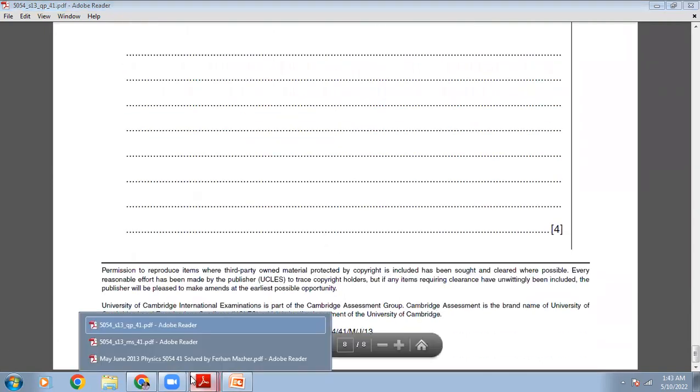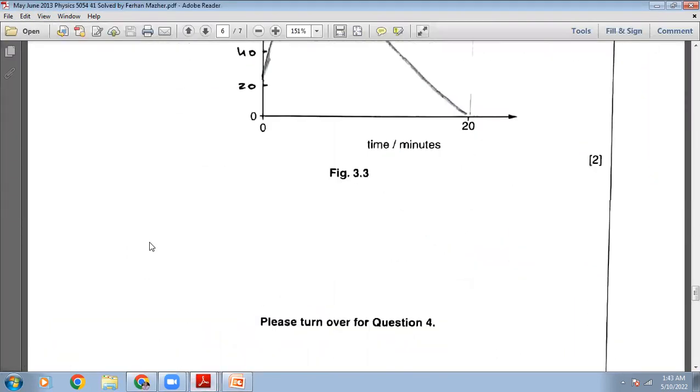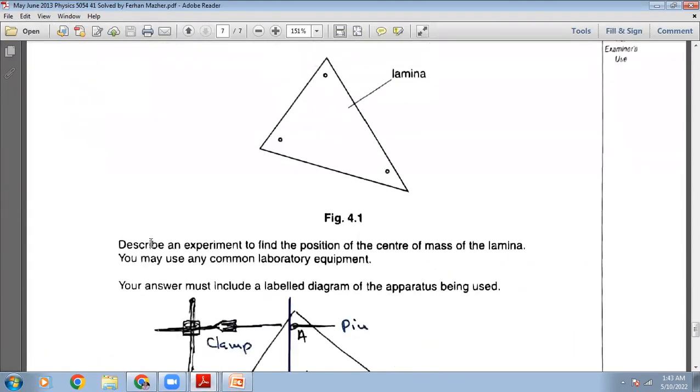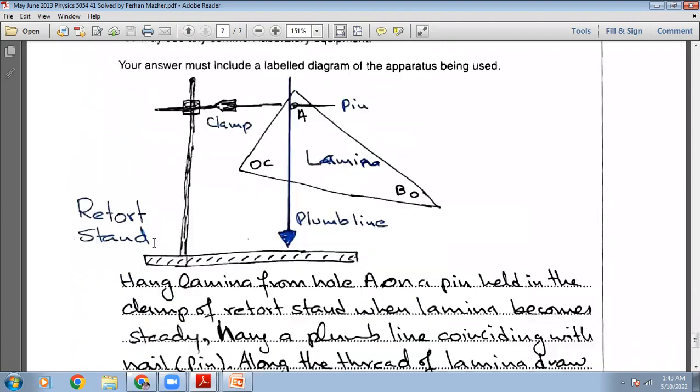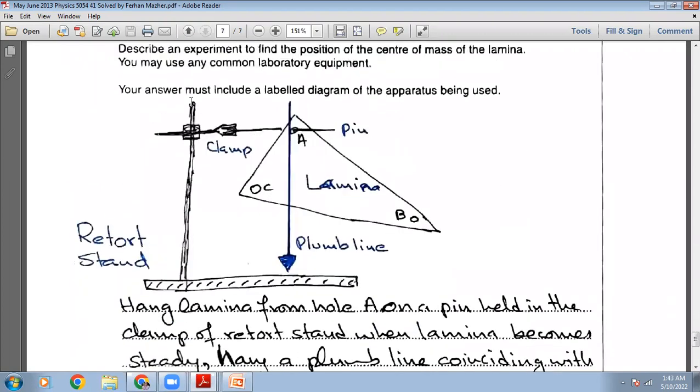It's the last question in this paper. So let me show you. Here we go. So here is that diagram. We have shown a retort stand, and in the clamp of the retort stand, I have put a pin, and this lamina is hung on this pin by this hole A.